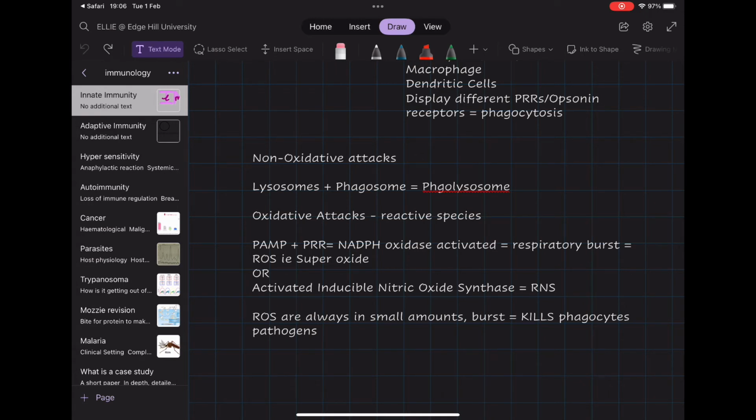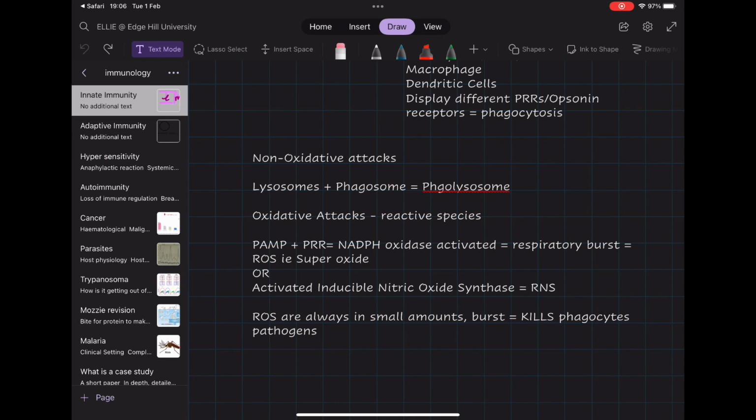Another one which it can cause is, it binds again to the PAMP, and this causes activation of the inducible nitric oxide synthase, which is lowercase iNOS, if you want to abbreviate it. This then makes reactive nitrogen species such as nitric oxide, which again destroys the pathogen. We always have reactive oxygen species at a minimal level in the body, but when this respiratory burst happens, it increases by a lot to kill them.